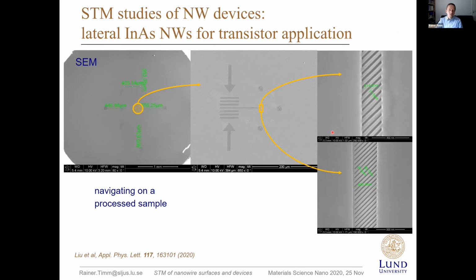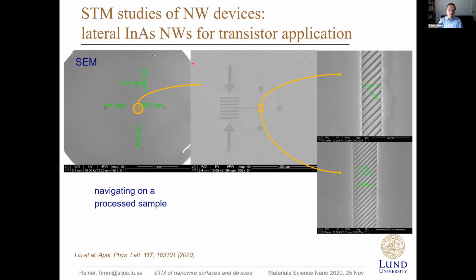We would like to also use our STM, coming back to our STM lab, for looking at device structures, and not just at prototypes or model systems which are easy to look at, but also looking at realistic structures which are made to be used in devices. So the first challenge then is that we need to navigate to a specific area on a large sample. What you see here is an SEM image of a large device structure. So we have here something like 2 millimeters. And there's a processed area inside here where we have indium arsenide nanowires.